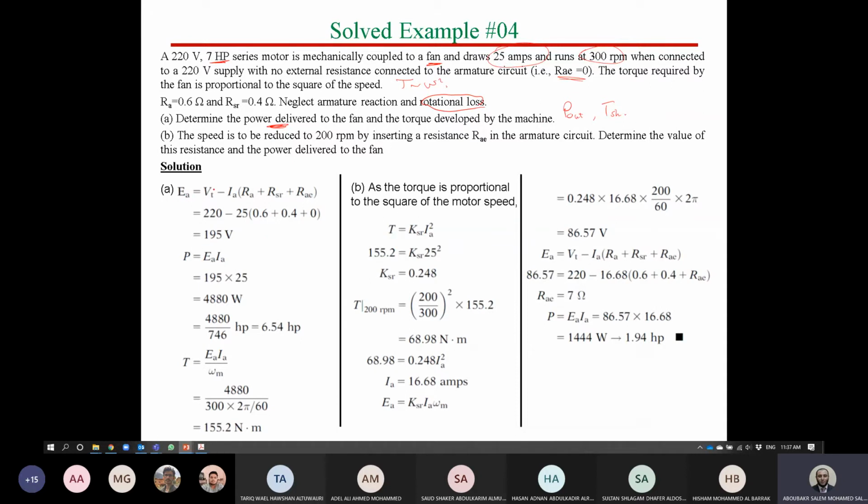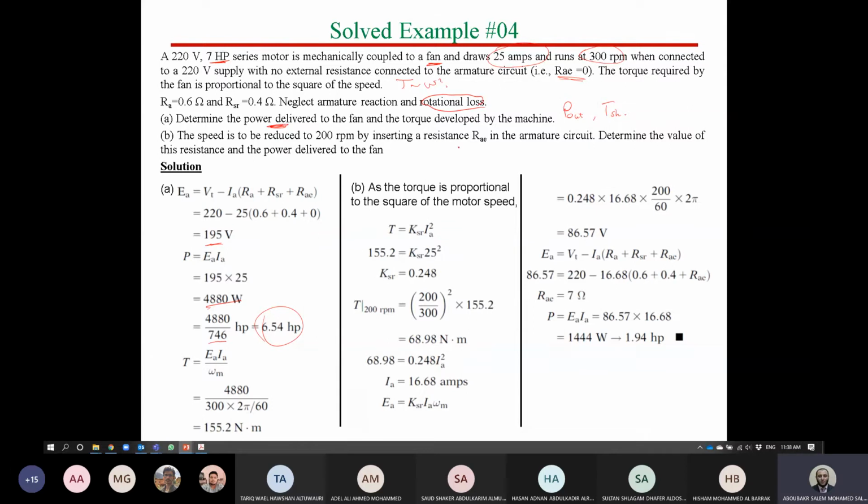Of course here, this is a series motor, so we can say V terminal minus IA multiplied by all series resistances. We have armature resistance, we have series winding resistance, and the rheostat. Rheostat here is adjusted to 0, so we have only two values here for resistance, 0.4 and 0.6. So this is now the value of EMF. After getting EMF and we have the value of current, we can calculate the power by multiplying EA IA. So this is now the value of power in watts, and we need to get it in horsepower, so just divide by 746. So this is now the output power.